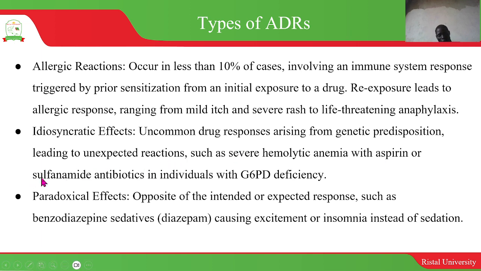Or somebody is given any sulfur drug, those sulfonamide antibiotics, and then develops these effects. And this is common with people with a deficiency of this enzyme, what we call glucose-6-phosphate dehydrogenase.